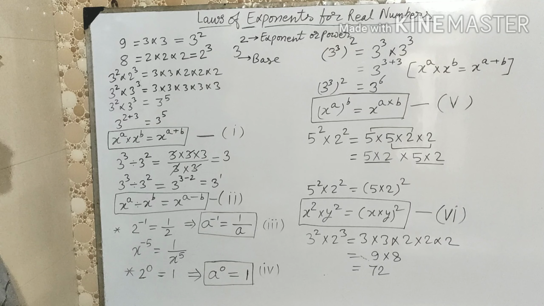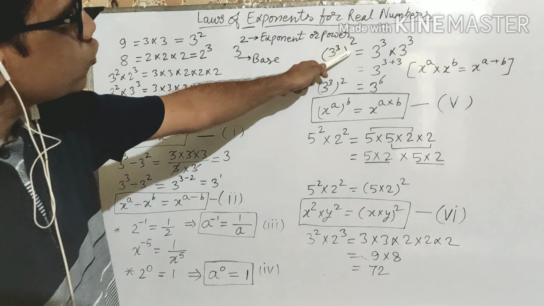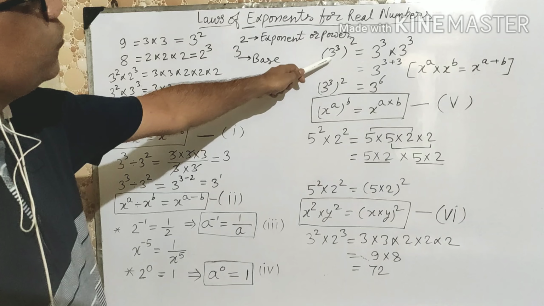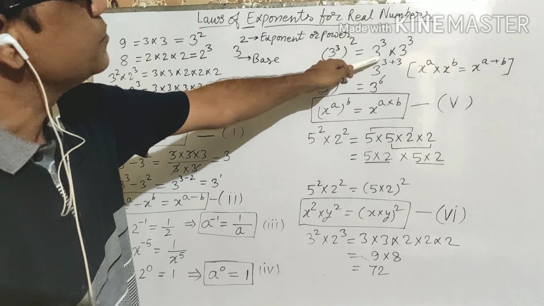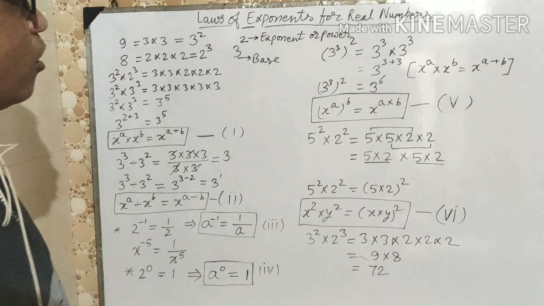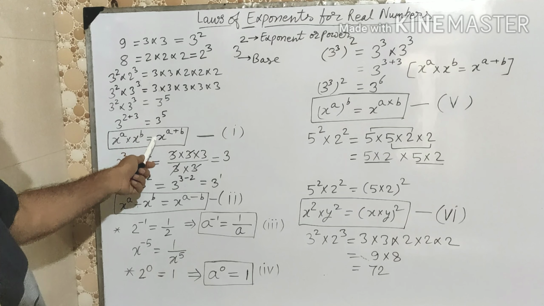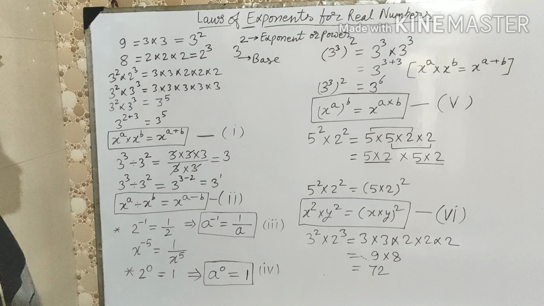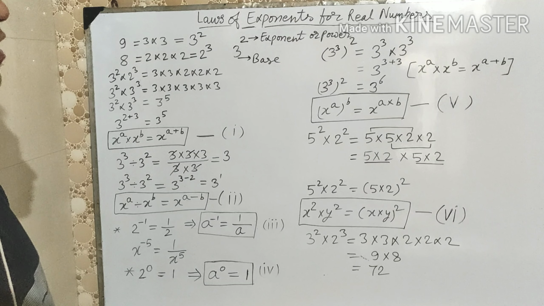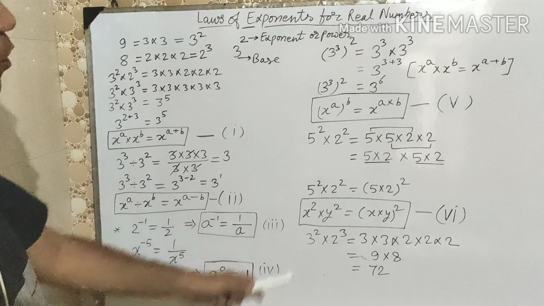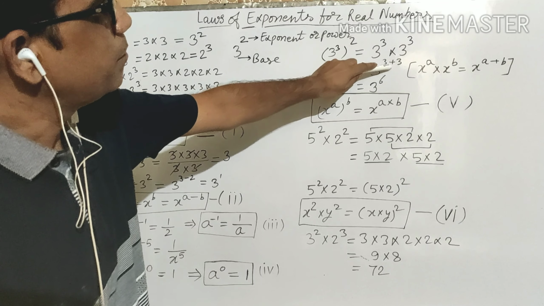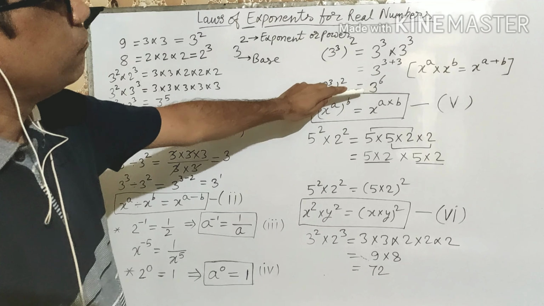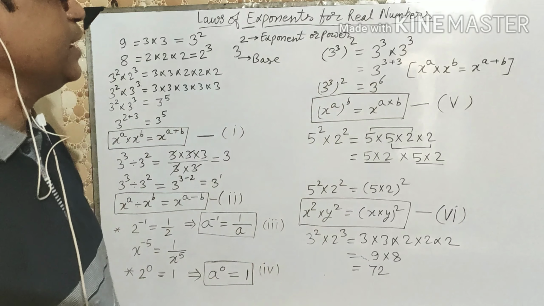Go to the next example. Square of 3 to the power 3. Here 3 to the power 3 comes 2 times. On applying the first formula, that is x to the power a into x to the power b is equal to x to the power a plus b, we have to add their exponents. So 3 to the power 3 plus 3. Finally it becomes 3 to the power 6.